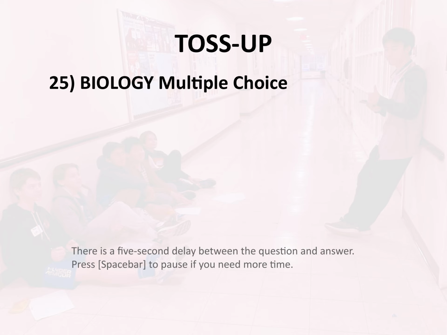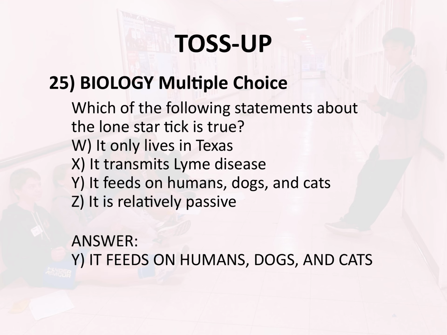Toss-up 25. Biology. Multiple choice. Which of the following statements about the lone star tick is true? W. It only lives in Texas. X. It transmits Lyme disease. Y. It feeds on humans, dogs, and cats. Z. It is relatively passive. Answer: Y. It feeds on humans, dogs, and cats.